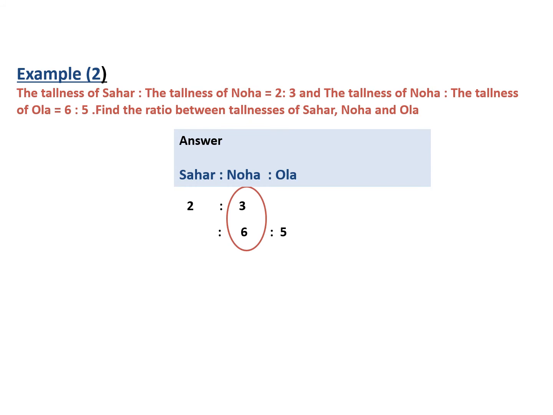What is the complete in the first line? 3. So we write 3 in the empty space in the first line. What is the complete in the second line? 6. We write 6 in the empty space in the second line. Then we have the first line complete and the second line complete.